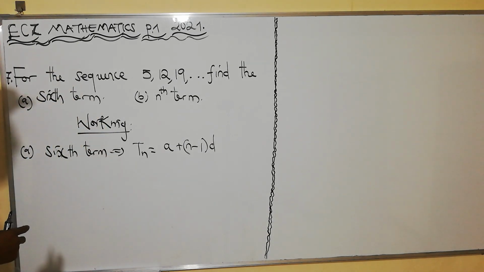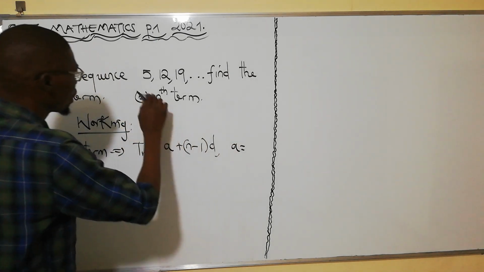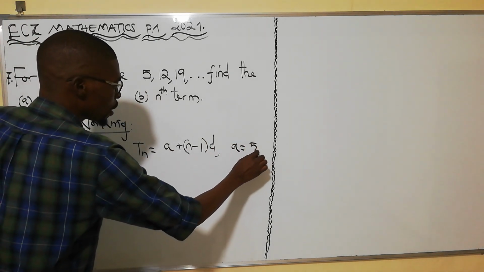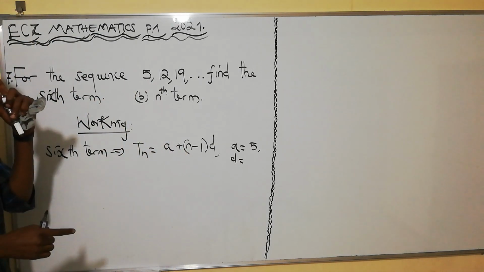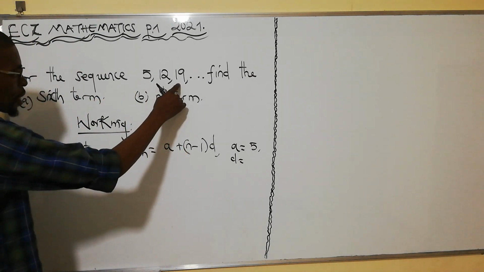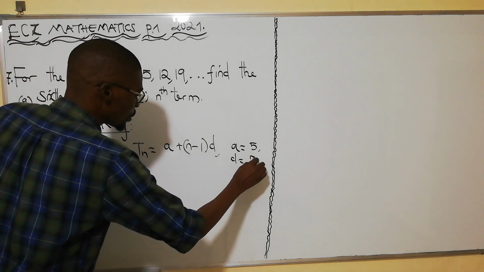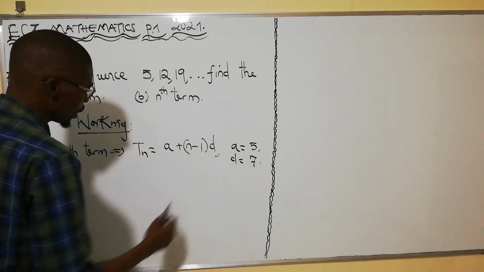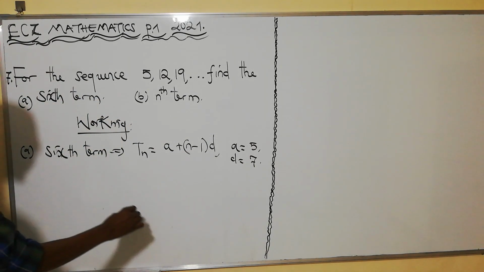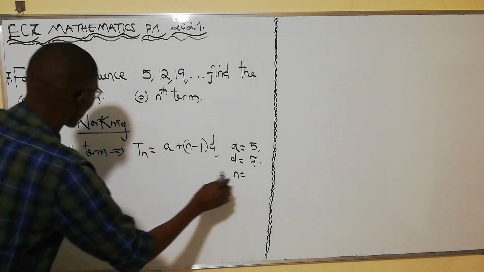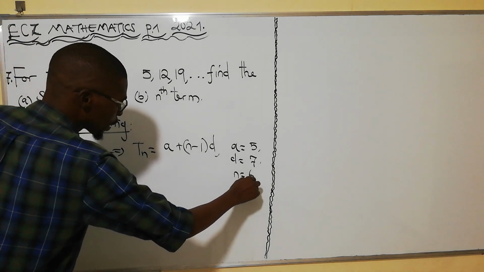So in this particular sequence, our first term is 5. And our common difference is the difference between the second term and the first term, or the difference between the third term and the second term. And this is going to give us 7. So our d is 7. And our n in this question, because we are trying to get the 60th term, is 60 for A.